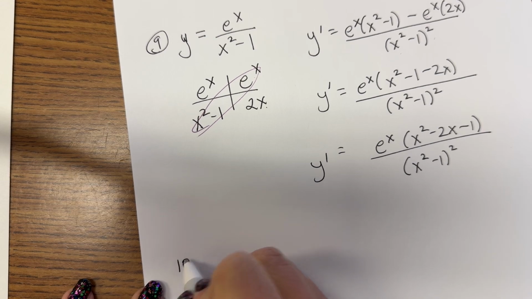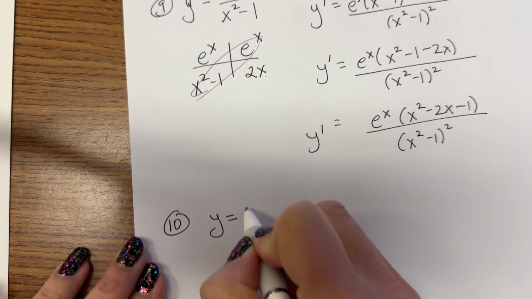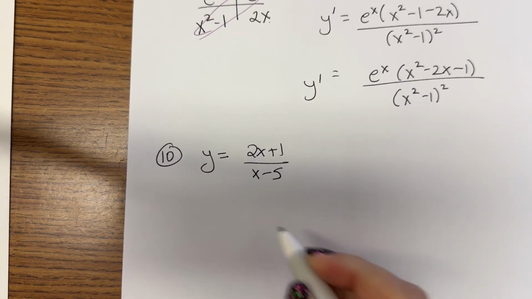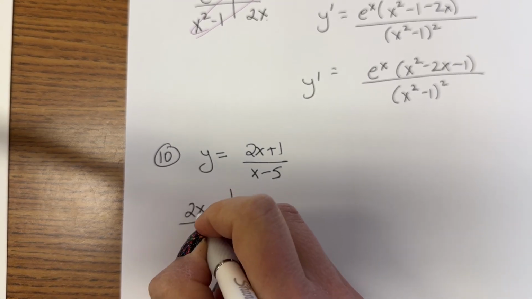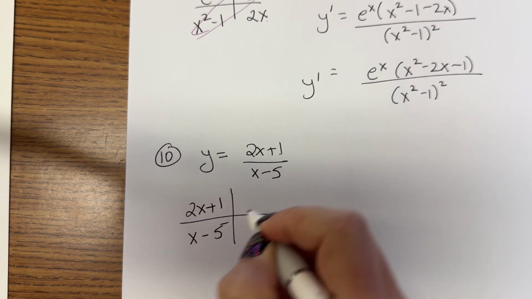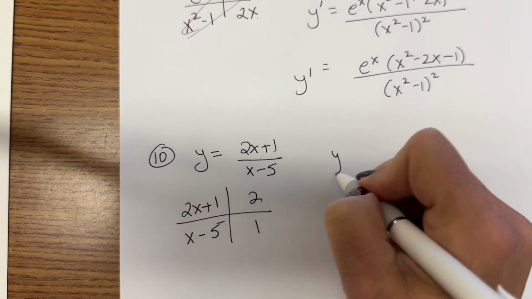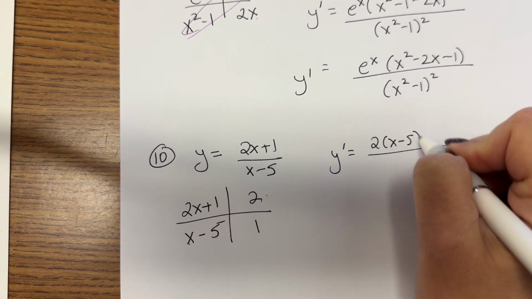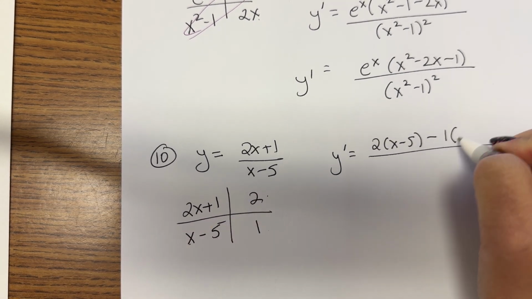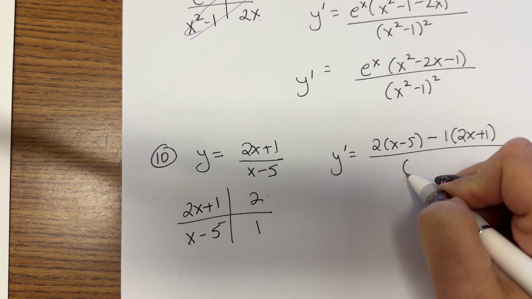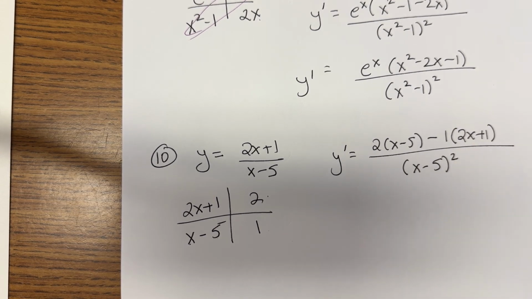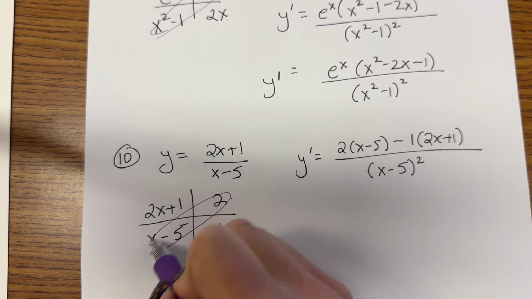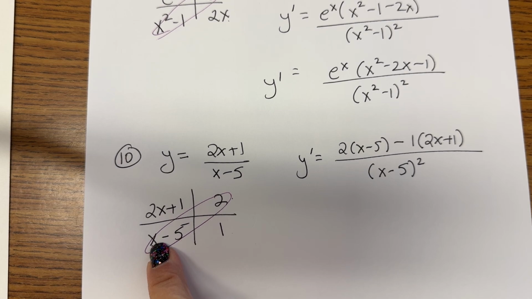All right, number 10. Another quotient rule. Low d high minus high d low all over low low.